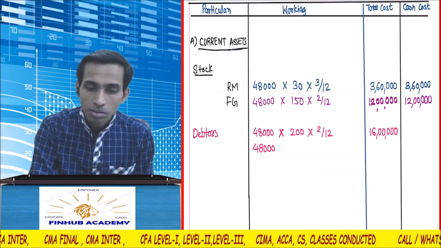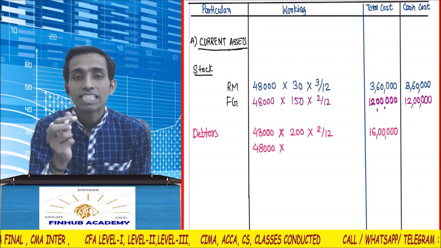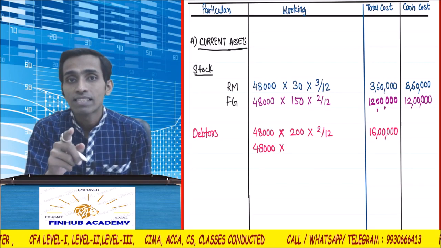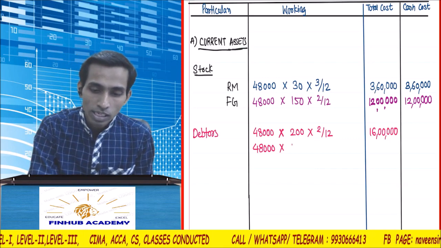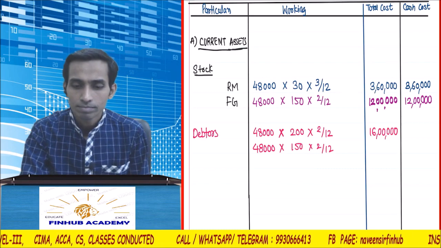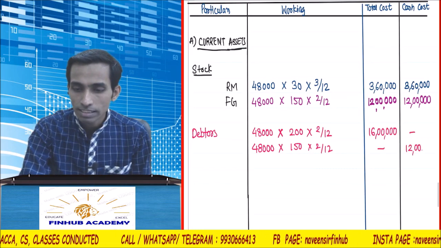Listen carefully. 48,000 multiplied by, cash cost approach. In cash cost, it is valued at what? Cost. There is no depreciation in the sum, so the sum has become easy. Okay. Cash cost. So it is 150 into 2 by 12. How much? 12 lakhs. So I will write here in the next column, that is 12 lakhs.